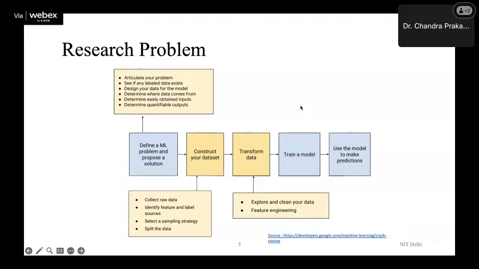Then we see whether we can transform the data, or we apply a pre-processing method on it, and then we transform the data to explore and clean it. We go for feature engineering. Then for any particular model we use, for example, we can go with the random forest, the Naive Bayes, the decision tree, the SVM, the neural network. And then we feed our data to the model, and correspondingly it uses the model to make the prediction.